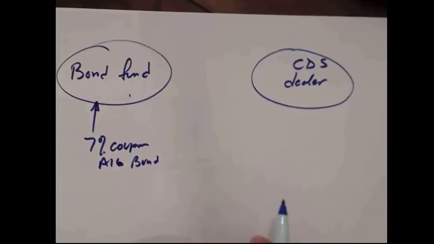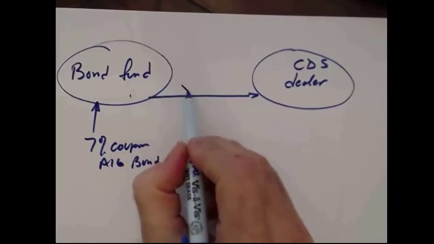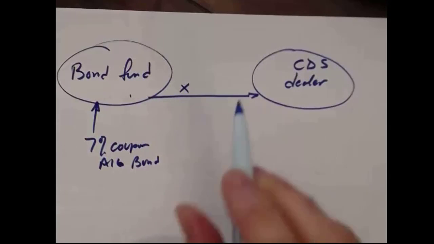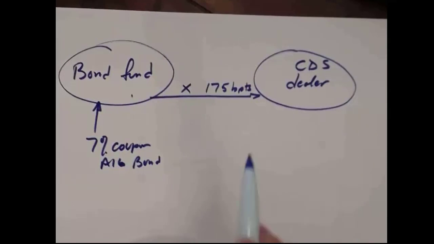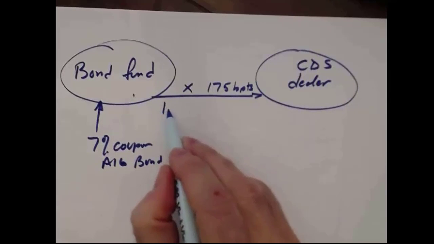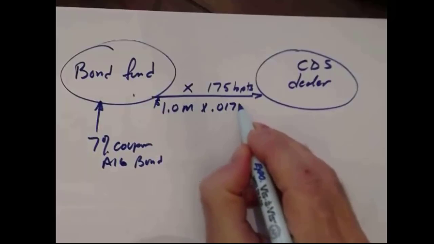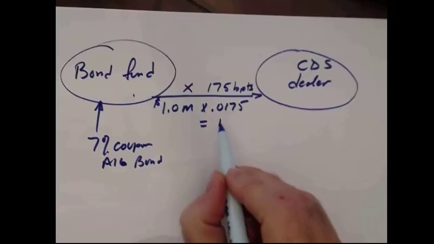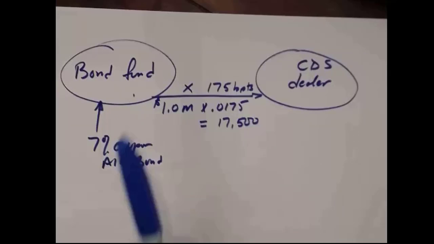Okay, and so how it's going to work is the bond fund is going to pay what we usually label X, for a spread, and here it's 175 basis points. Well, 175 basis points is 1.75%, basically times the $1 million notional value. 1 million times 0.0175 translates into a $17,500 insurance premium per year that the bond fund is going to pay to the credit default swap dealer.